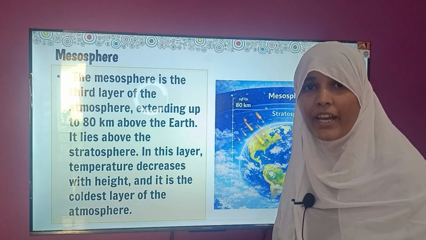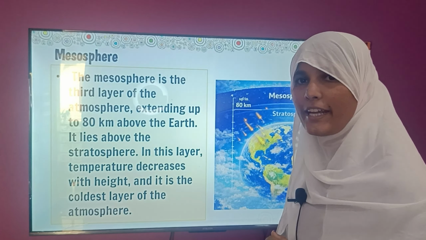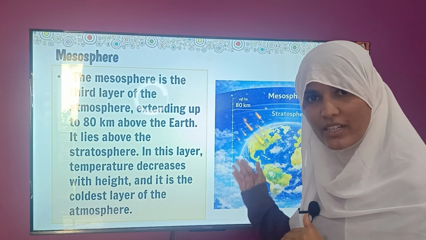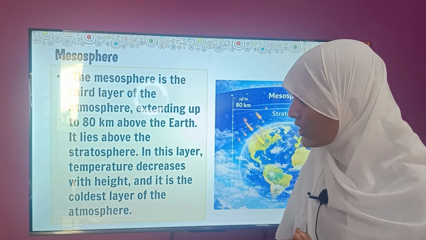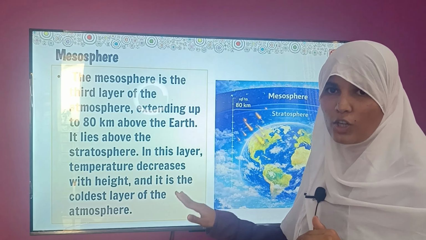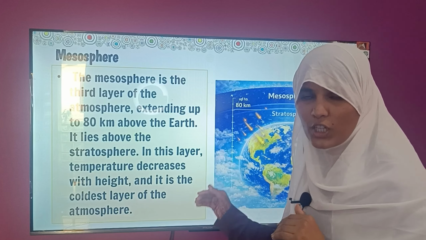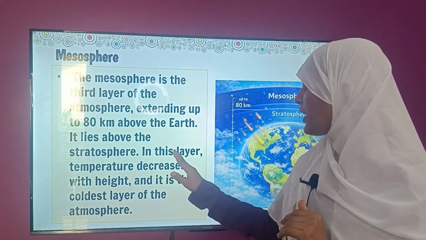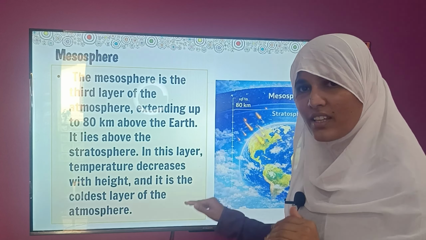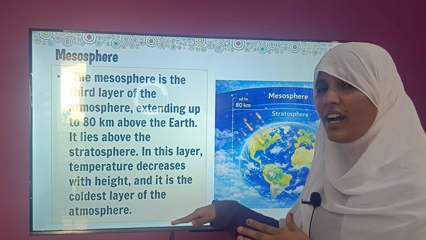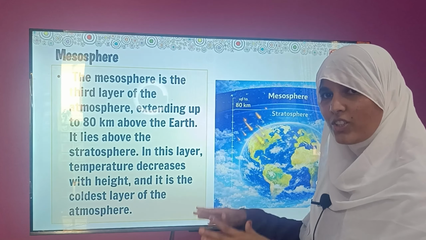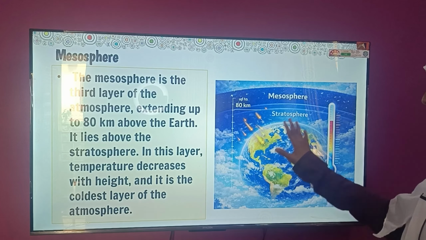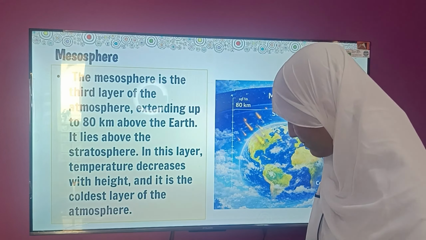The next, third layer, mesosphere. Mesosphere is the third layer of the atmosphere, extending up to 80 kilometers above the earth. It lies above the stratosphere, between the stratosphere and thermosphere. In this layer, the temperature decreases with height. When you go higher, here also the temperature decreases. It is the coldest layer of the atmosphere.